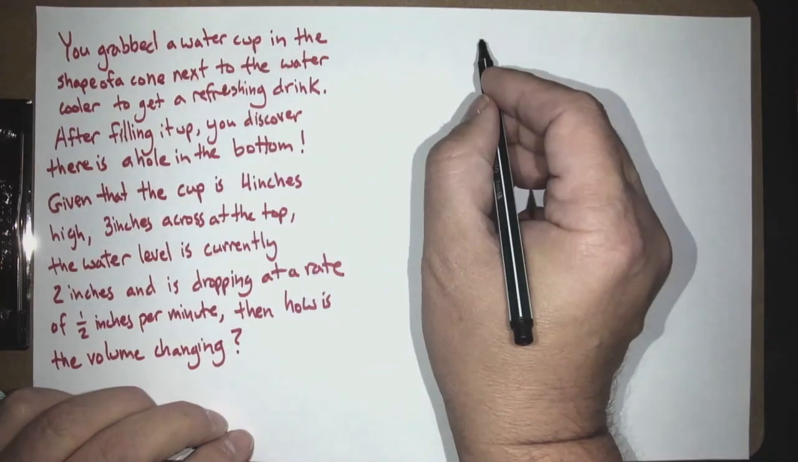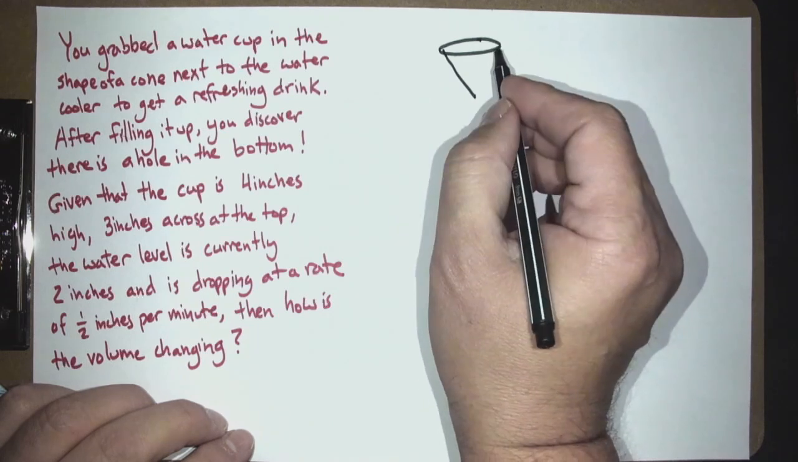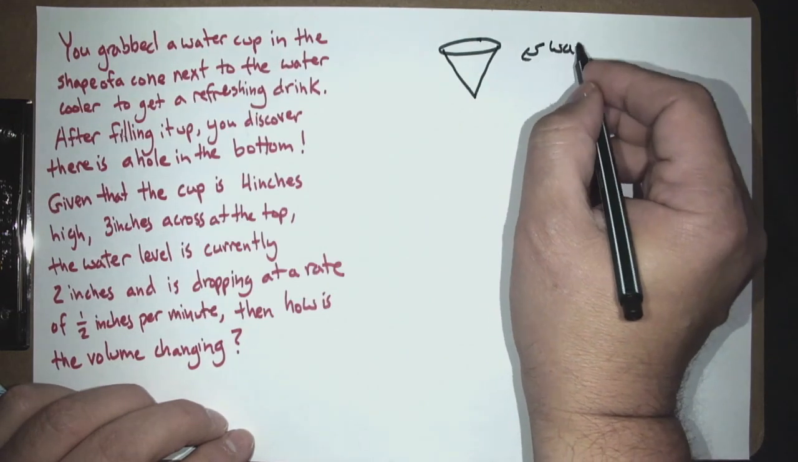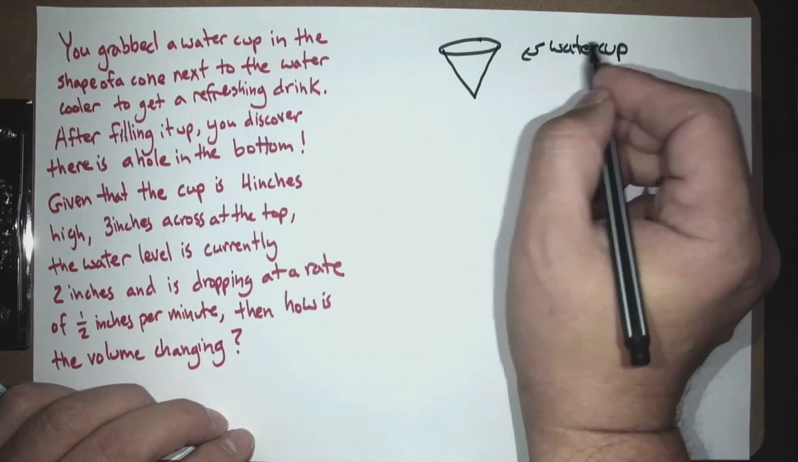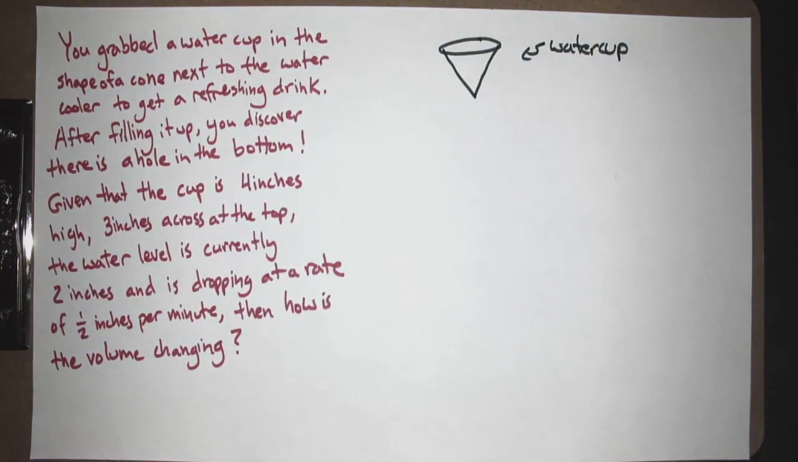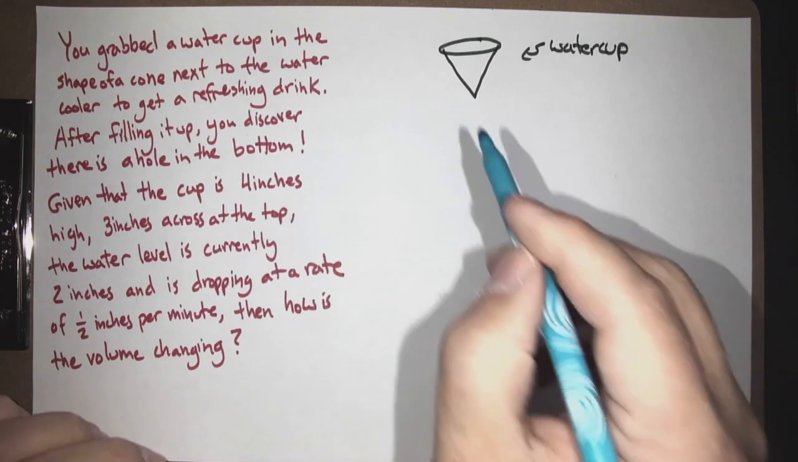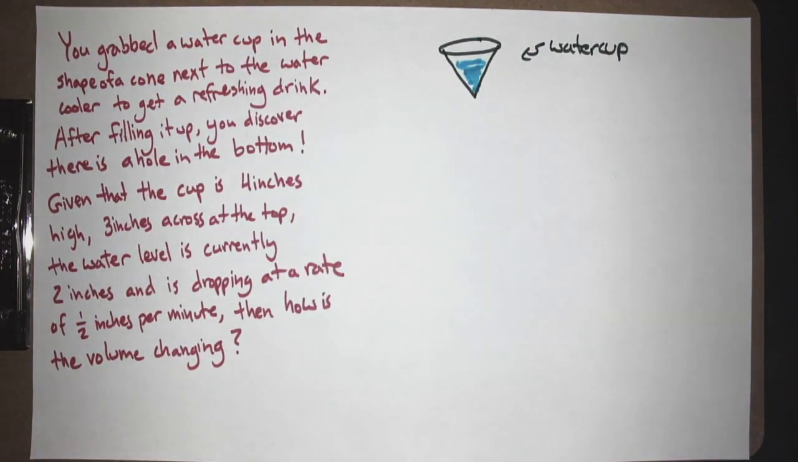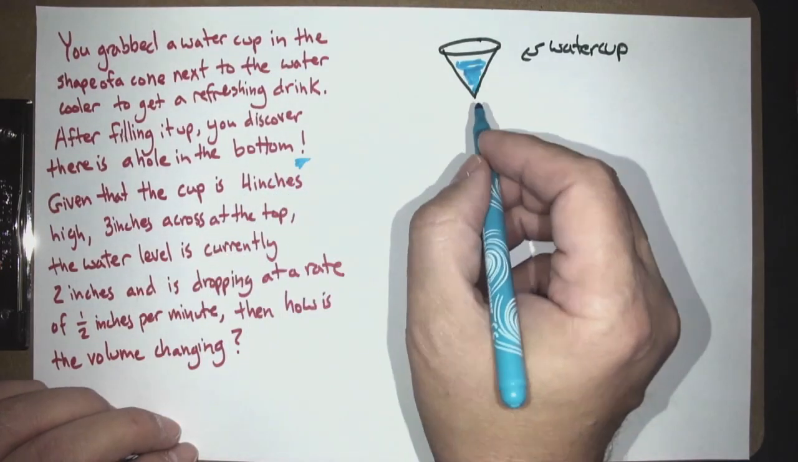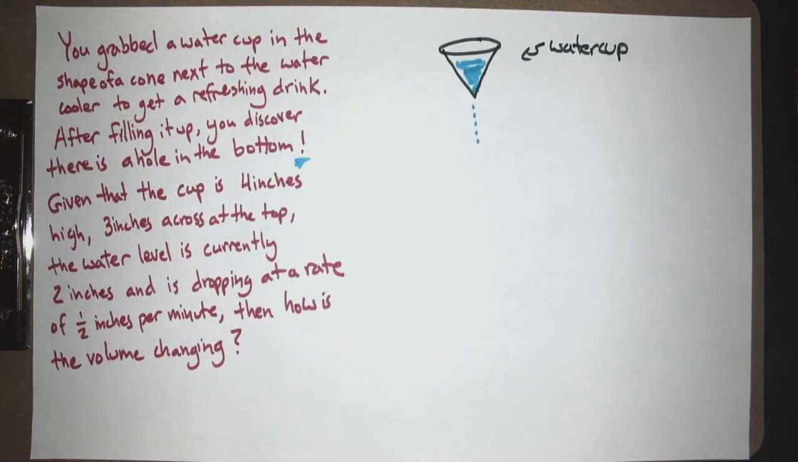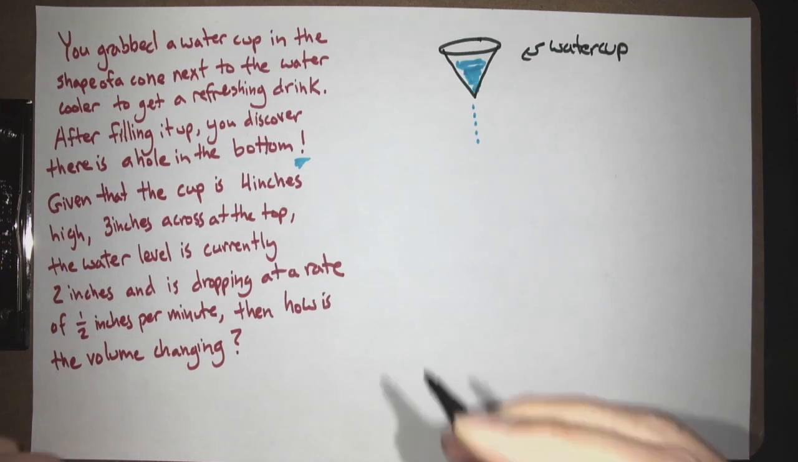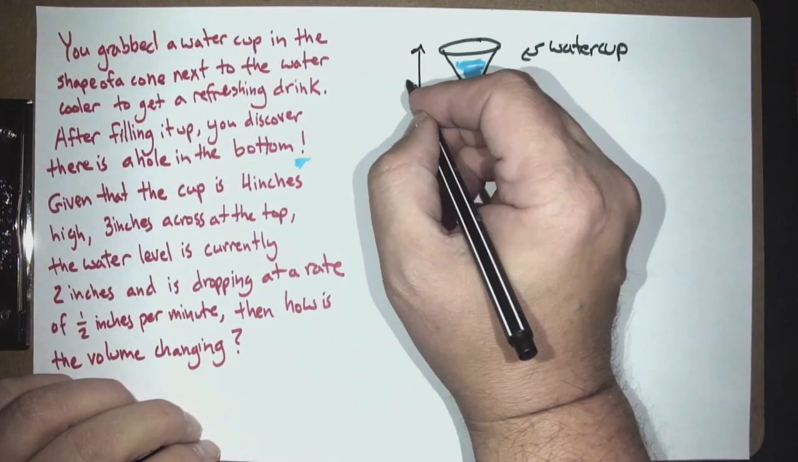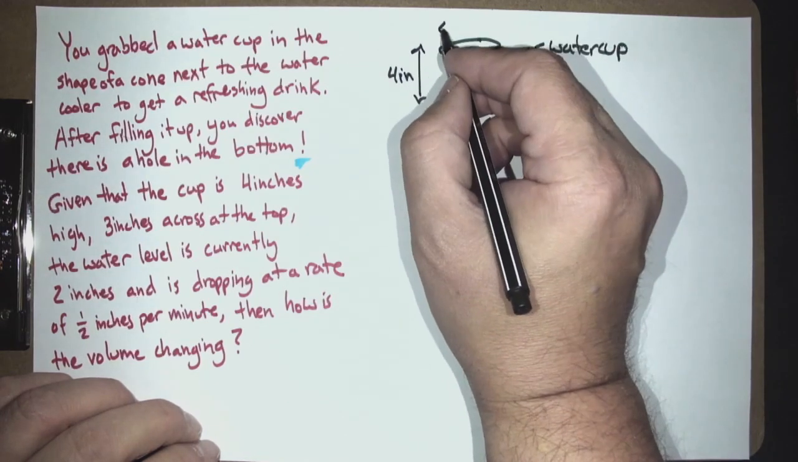All right, so what does this look like? Well, that's your water cup. It looks like a cone. And in case you're wondering, you would have the tip pointed downwards. So after filling it, so we now have water in this, you discover there's a hole in the bottom. Oh, see, there's this exclamation mark. Okay, so water is coming out. So, given that the cup is 4 inches high and 3 inches across at the top. So we have that this is 4 inches. This is 3 inches.